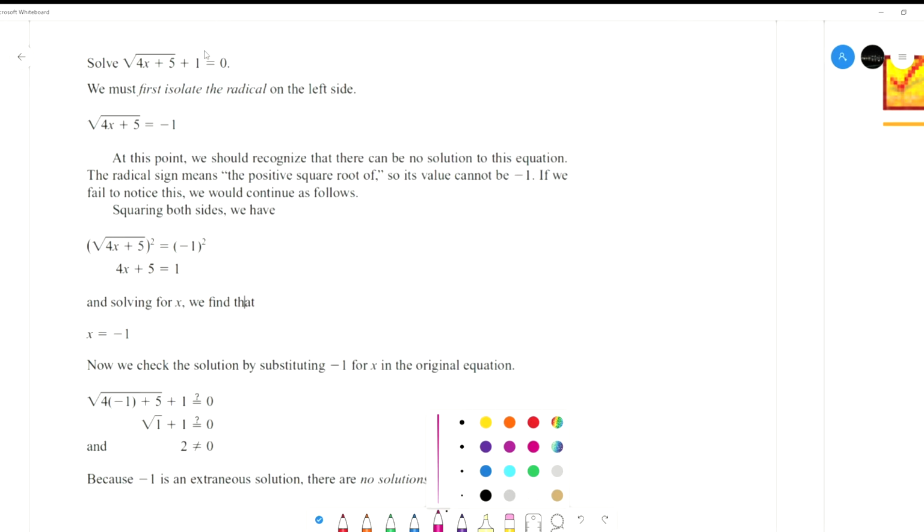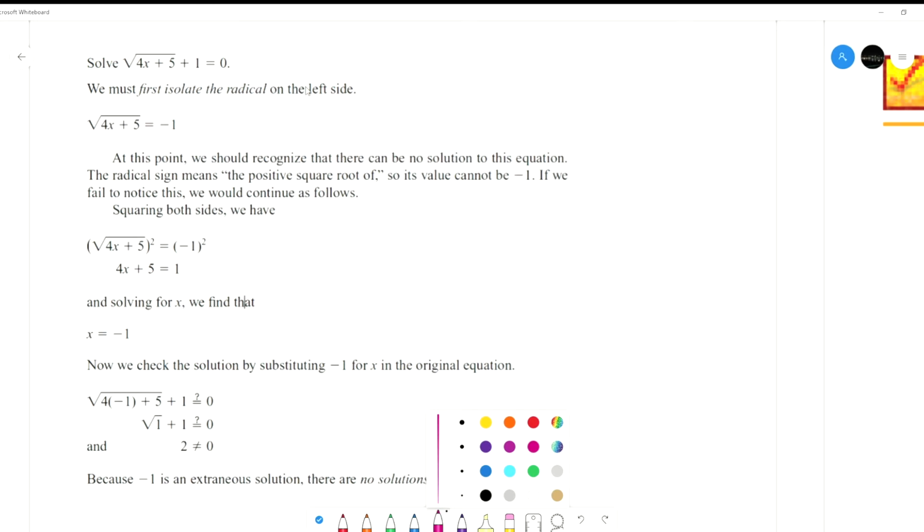Because if we square this entire left-hand side as is, it's going to be a complicated problem. You're not going to clear the radical basically. So you move the plus 1, you have to subtract 1 from both sides. Now this is where it gets interesting.